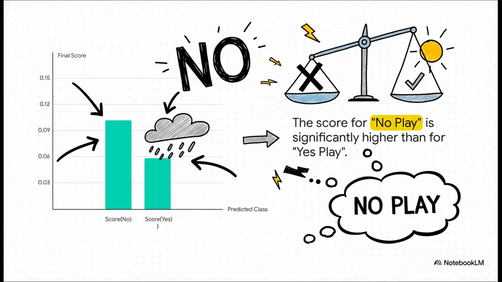And the results are in. The final score for no comes out to about 0.1020. The score for yes is only 0.0585. So the no score is clearly higher. The evidence is stronger for not playing. And that's our prediction. On a sunny day with strong wind, the model says, no golf today.